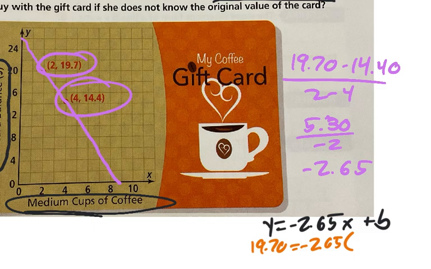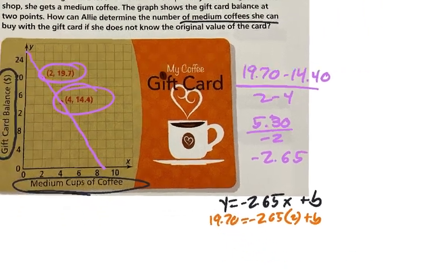If I was working this at a different time, I definitely wouldn't do the equation. I would do this differently. But I still would use the slope.